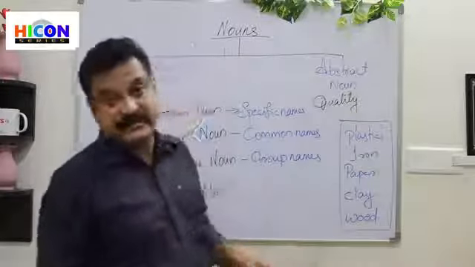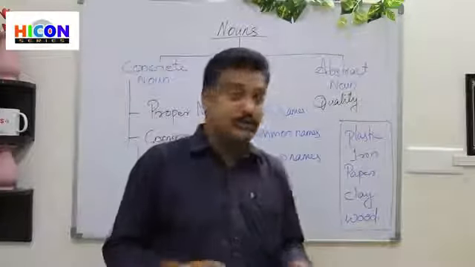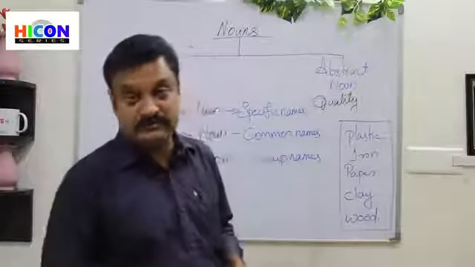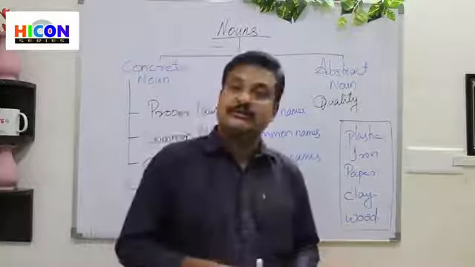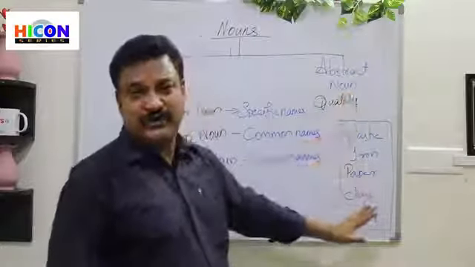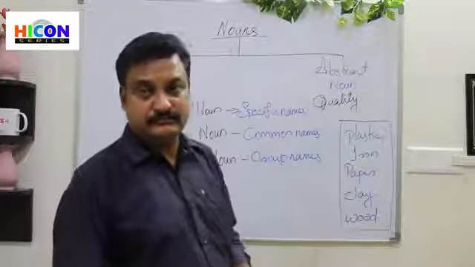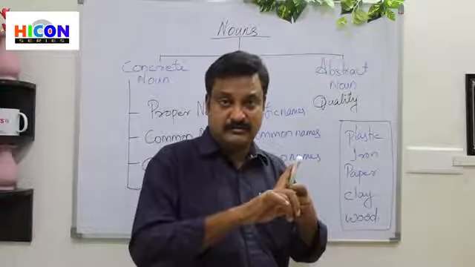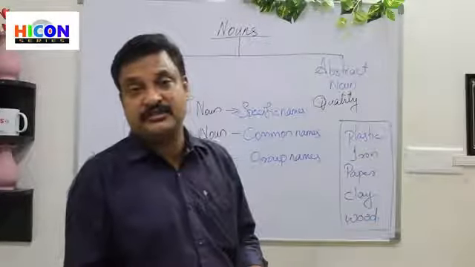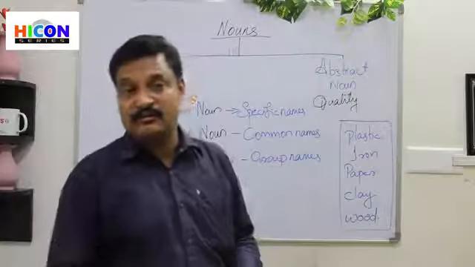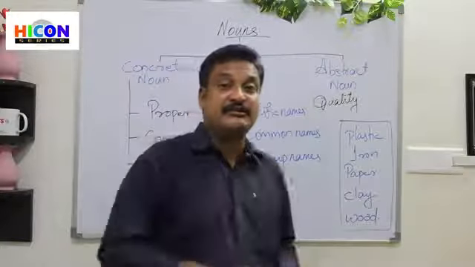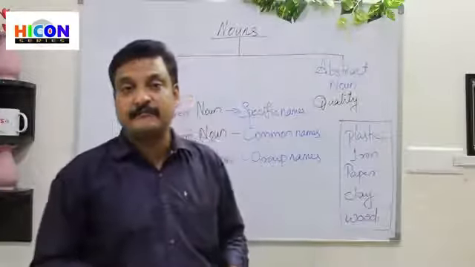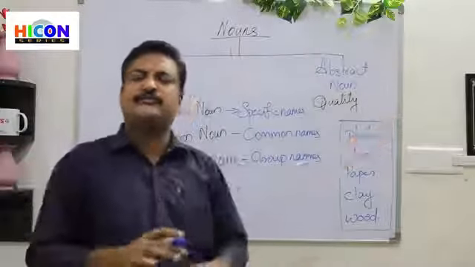The things like plastic, iron or some other metals also, then paper, clay, then we use wool, cotton, then wood. So all these things are used for making some other thing, isn't it? We use plastic for making a pen. Your plates may be made up of plastic. The buckets that we use in our house are made up of plastics. We have plastic chairs. The dress hangers are made up of plastics.